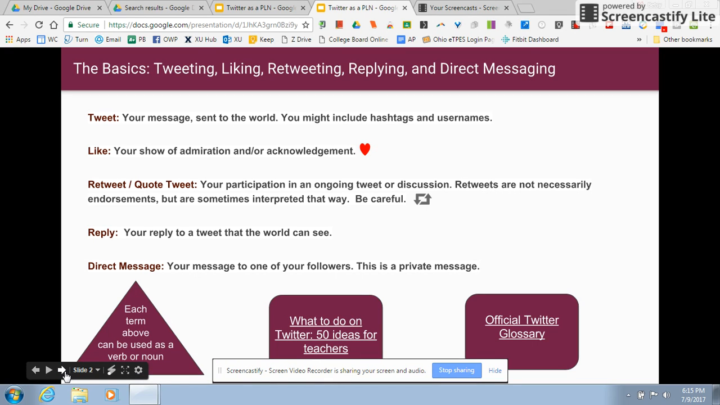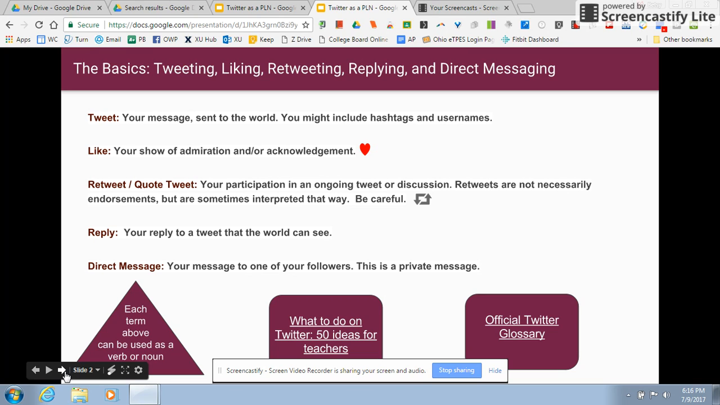These are the basics of tweeting for the newbies. So the tweet is the message itself, and I'm sure even if you've never been on Twitter, you know that's 140 characters. It can include other people's Twitter handles or usernames, and also hashtags. You can like or favorite or heart a tweet to show that you've acknowledged it, or that you have some kind of admiration of it, although those get a little tricky sometimes.